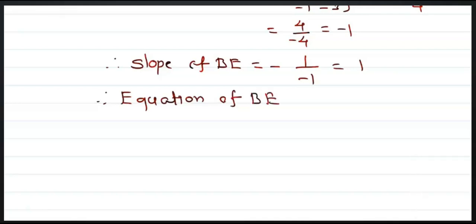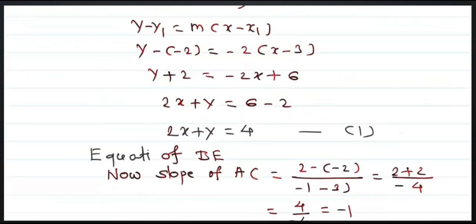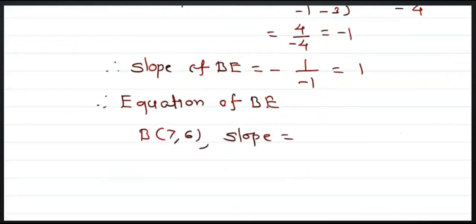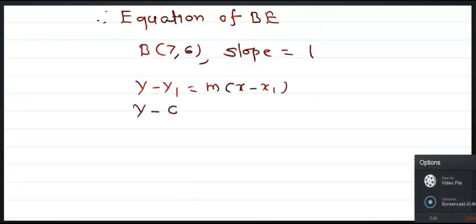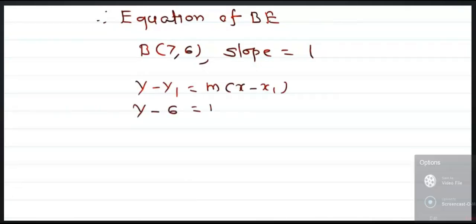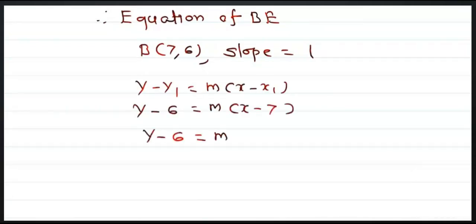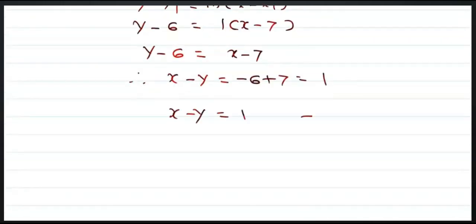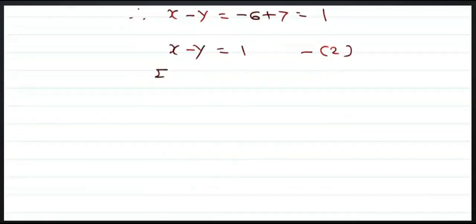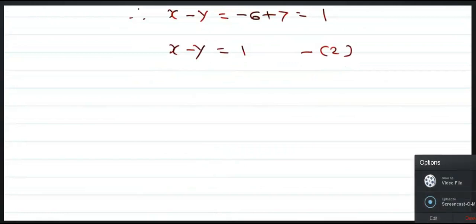And the equation of BE, the point is (7, 6), slope is 1. y minus y1 equals m in bracket x minus x1. That is y minus 6 equals 1 in bracket x minus 7, and simplify this. x minus y equals minus 6 plus 7, and that is equals to 1. x minus y equals 1.